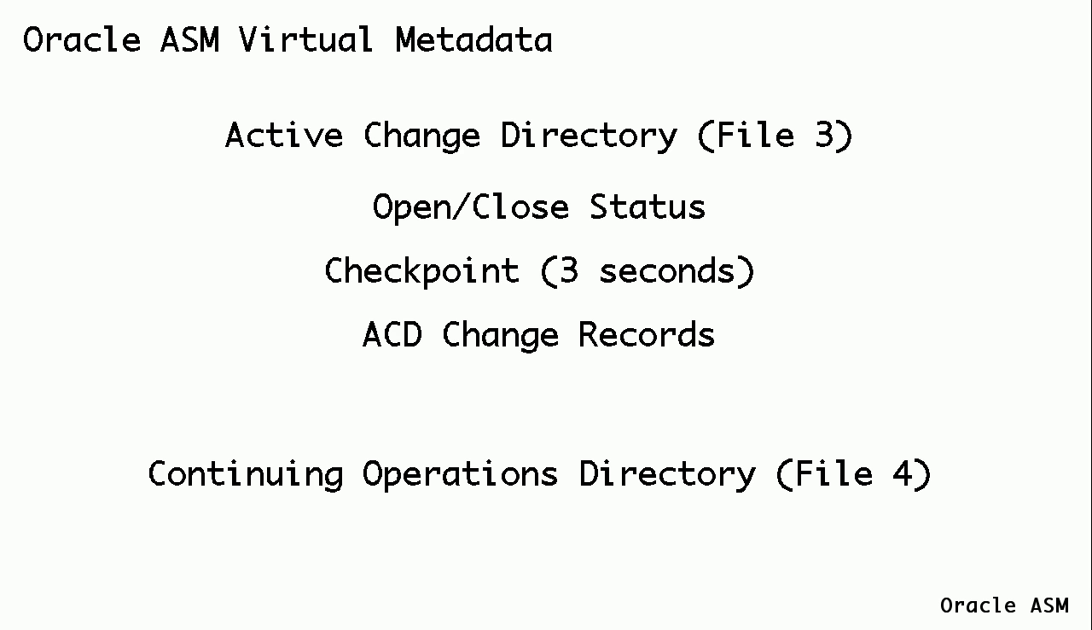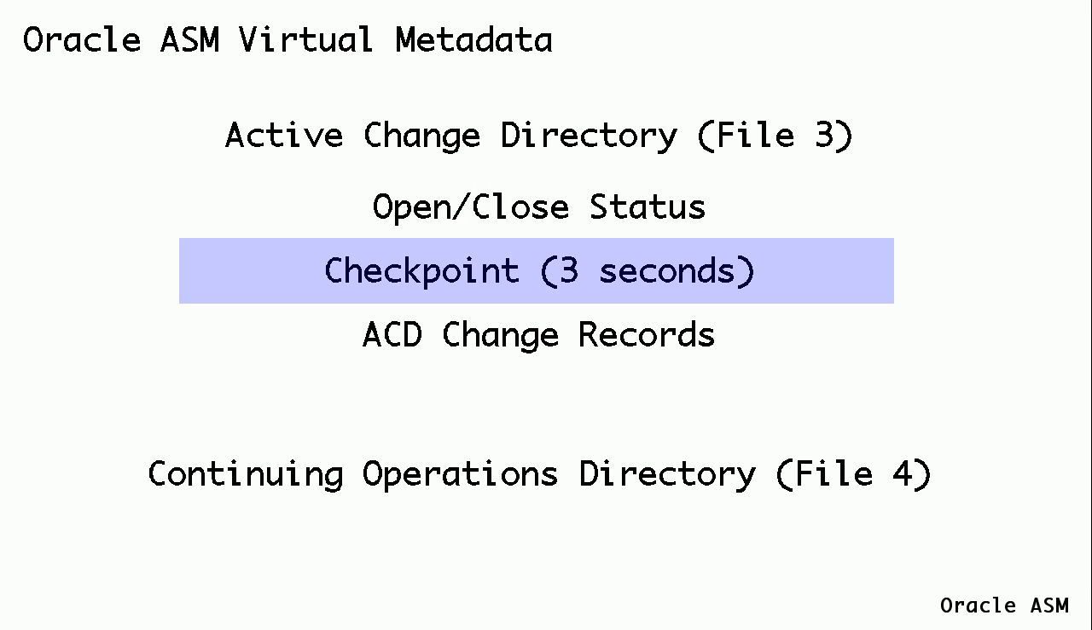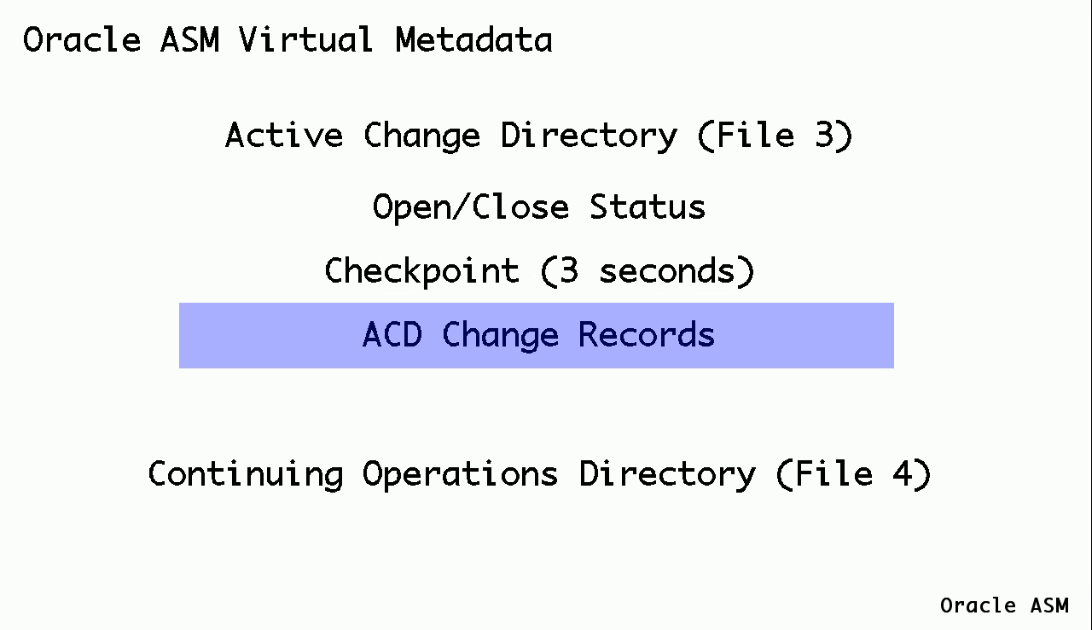The Active Change Directory contains file open and close status, a checkpoint which is updated every 3 seconds, and change records for each change made to ASM metadata or ASM data structures.